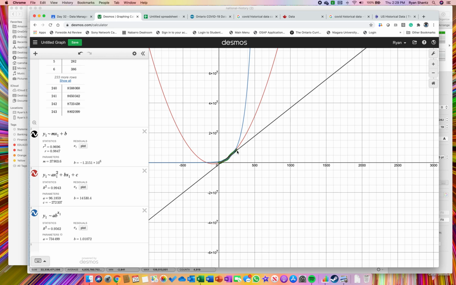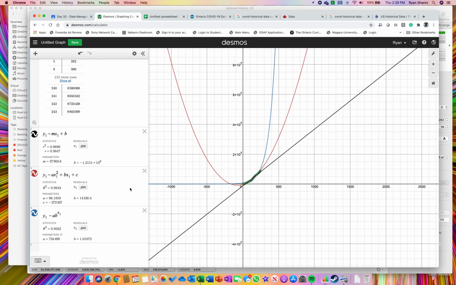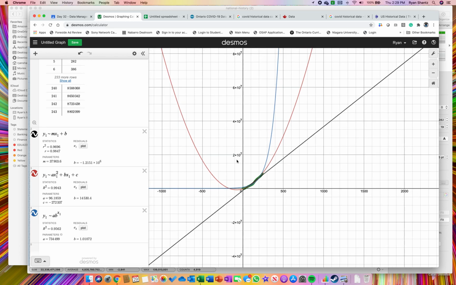But I guess my question then is, which way is the coronavirus going? Is it going this way? Is it going up parabolically or in a quadratic fashion? Or is it growing up exponentially? And now I have to try to make sense of this. I have to try to predict the future with this data. Now, what are some of the things I might say?